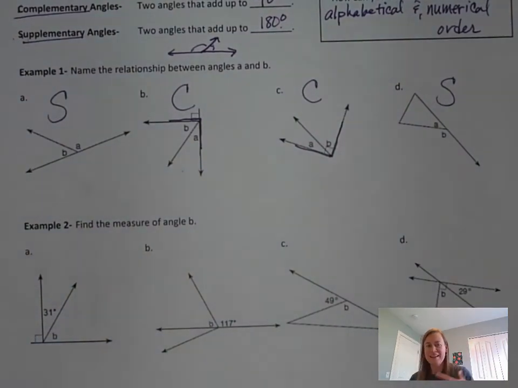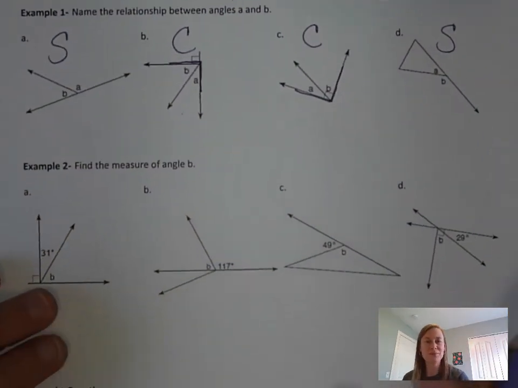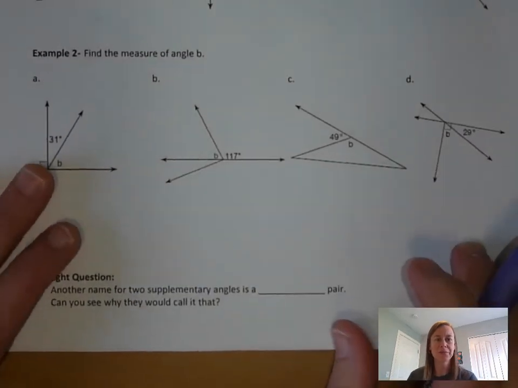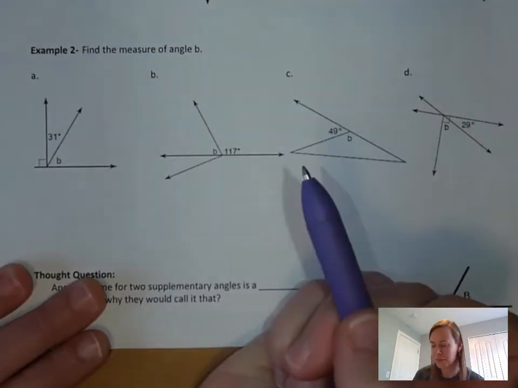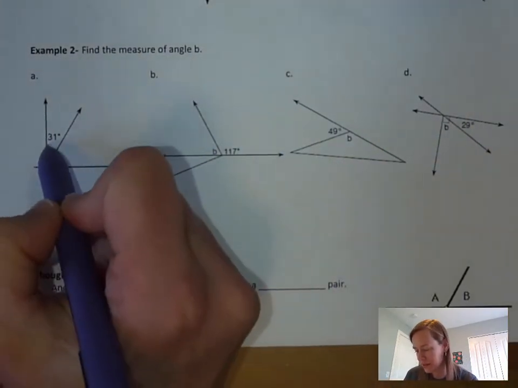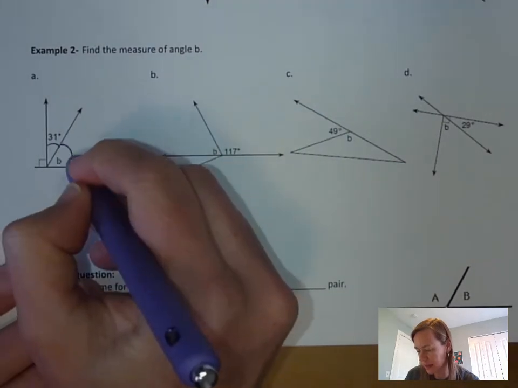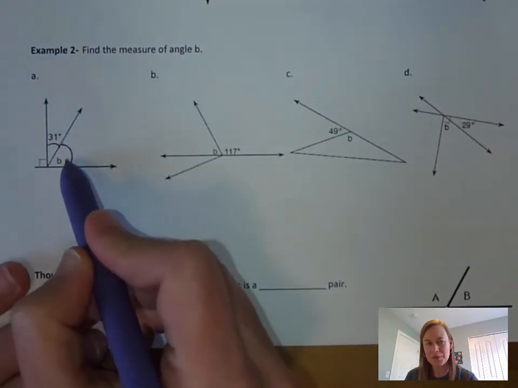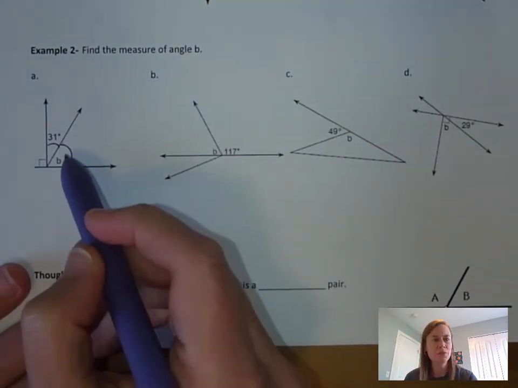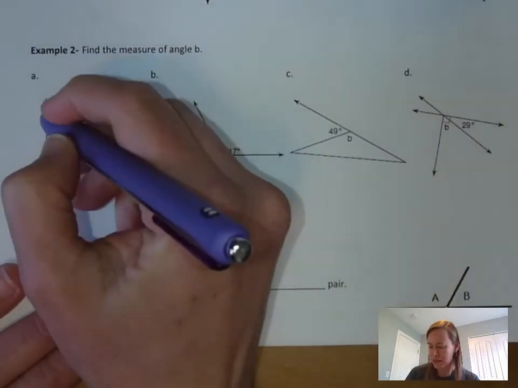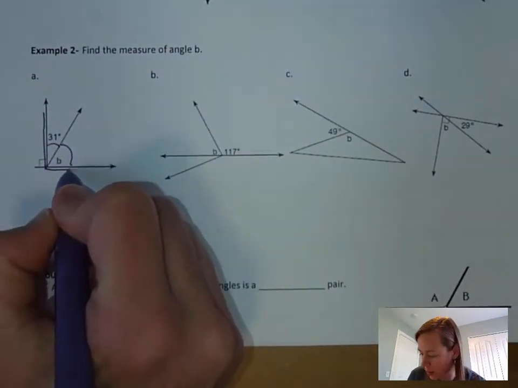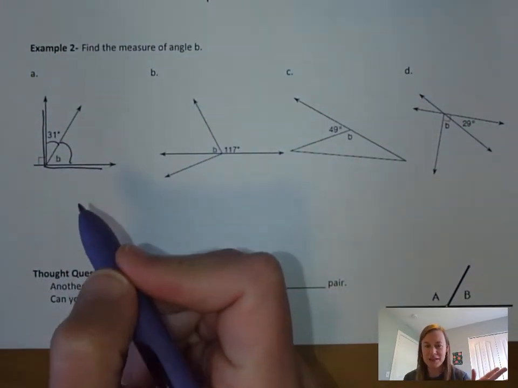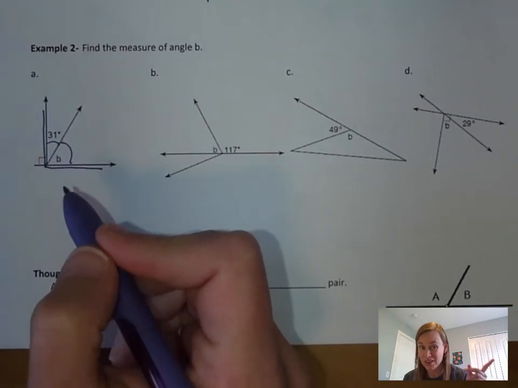All right, now in example 2, we actually get to find some measurements. So let's do that. It says find the measure of angle B. Okay, so first of all, this angle and this angle, are they going to add up to 90 degrees or are they going to add up to 180 degrees? You can tell that they're forming together a right angle, so they are going to add up to 90 degrees. In other words, they're complementary, right?